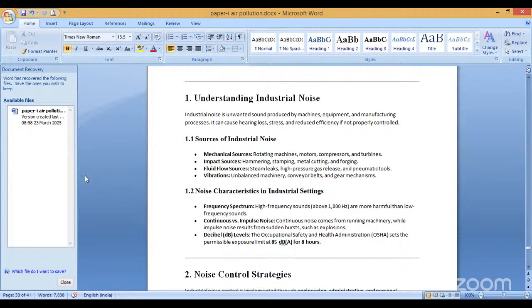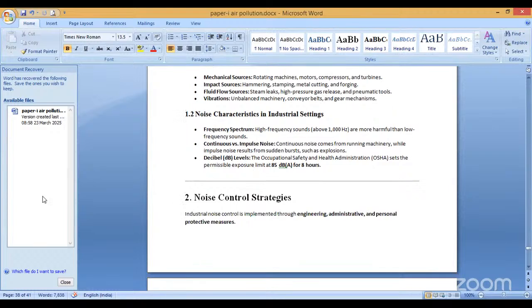The next one is the noise characteristics in industrial settings. The frequency spectrum: high-frequency sounds above 1000 Hz are more harmful than low-frequency sounds. Continuous versus impulse noise. Continuous noise comes from running machinery, while impulse noise results from a sudden burst such as an explosion. Decibel levels, the Occupational Safety and Health Administration.